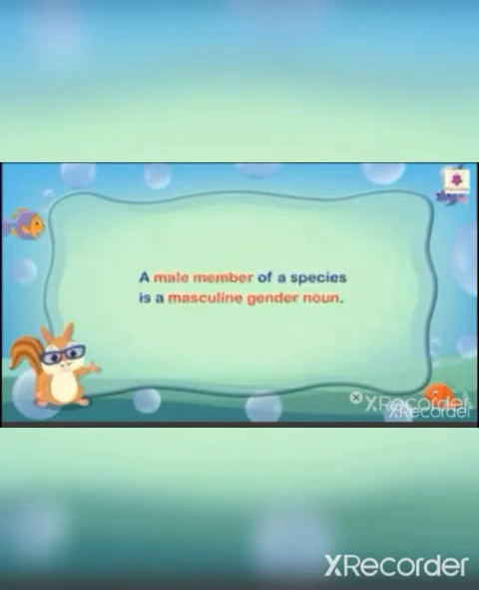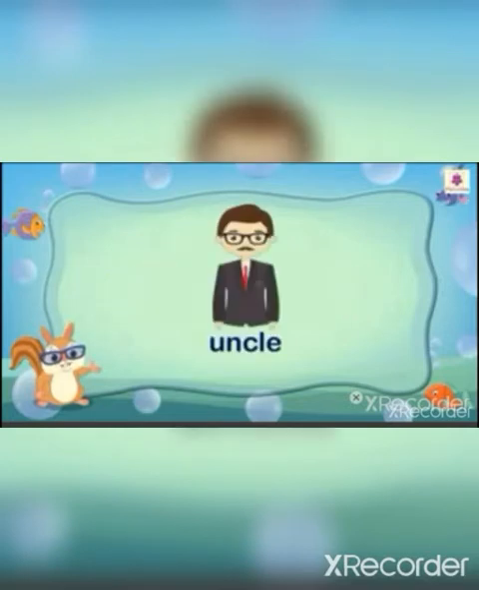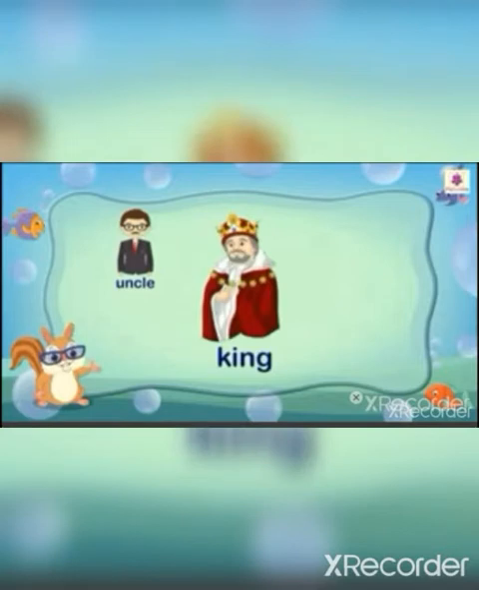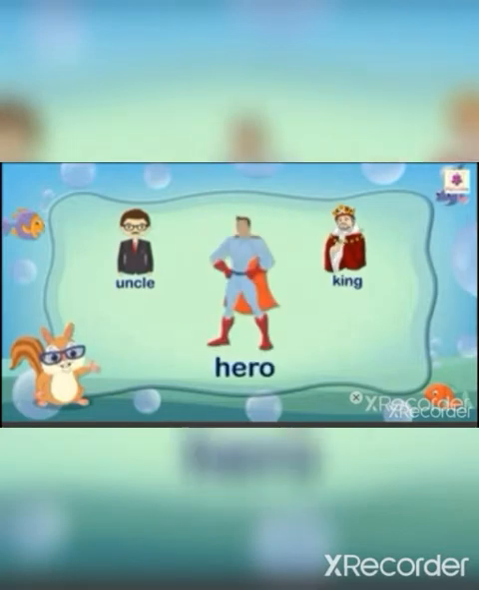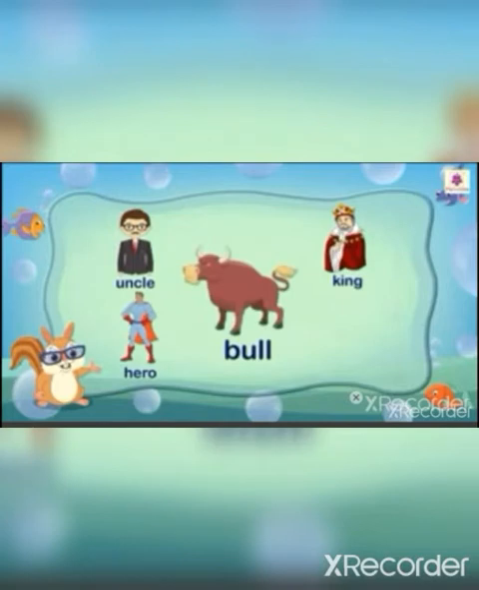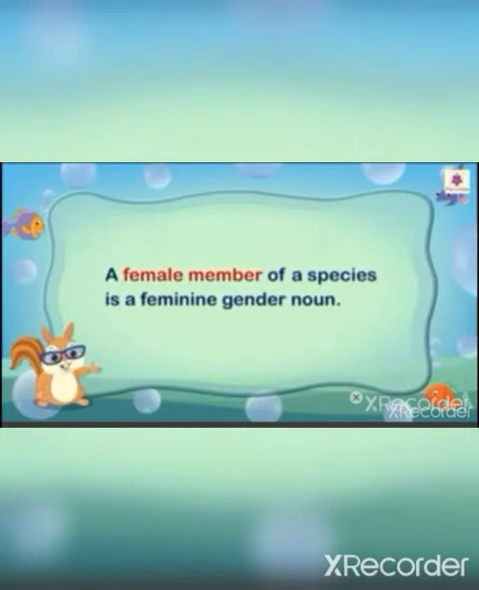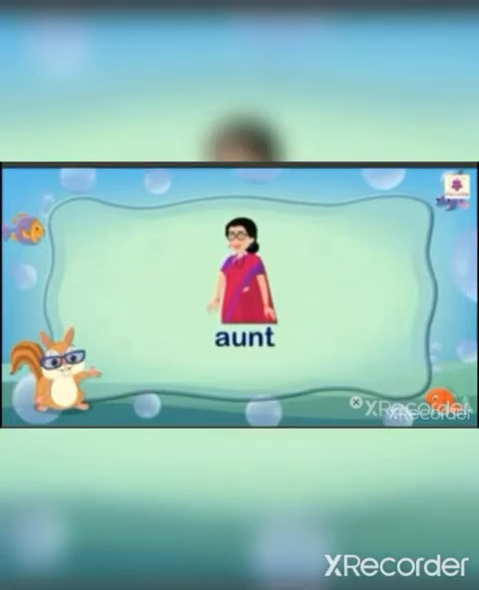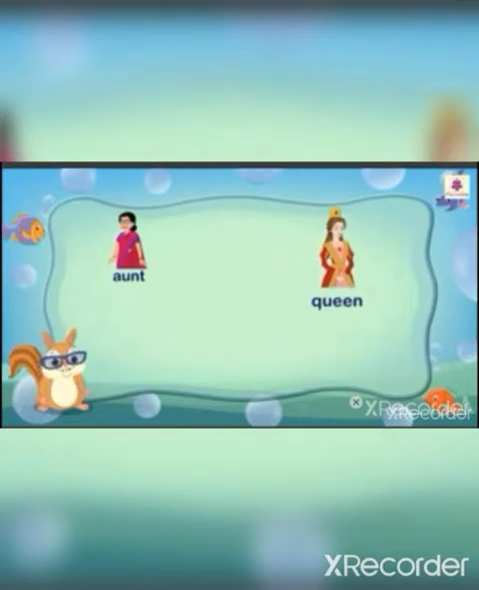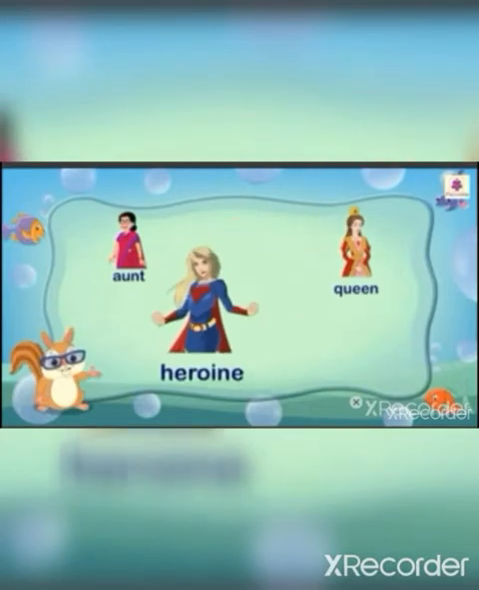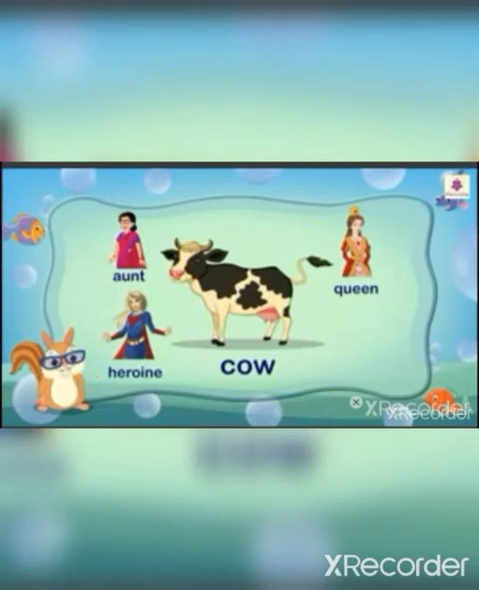For example, uncle, king, hero, bull, etc. A female member of a species is a feminine gender noun. For example, ant, queen, heroine, cow, etc.